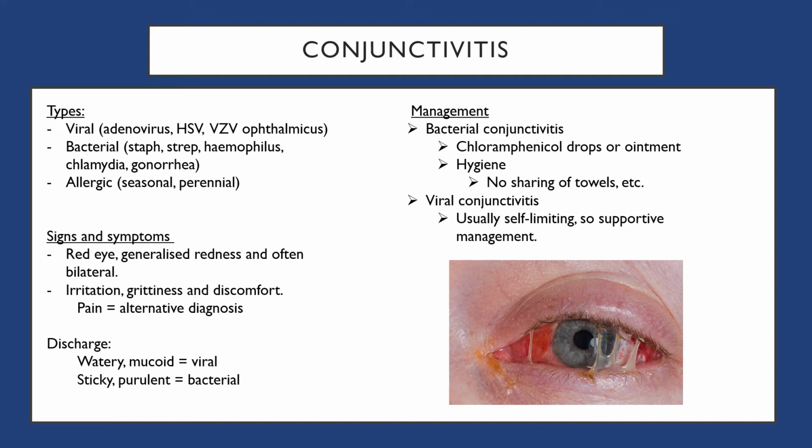So if you've got someone with these sort of symptoms and it's causing them pain, you need to be thinking of an alternative diagnosis. Viral conjunctivitis will give you a watery sort of discharge, but the sticky purulent discharge that you can see in this image is much more likely to be a bacterial infection. So for bacterial infection, you can give chloramphenicol drops. Those are just simple antibiotics that will help deal with the infection.